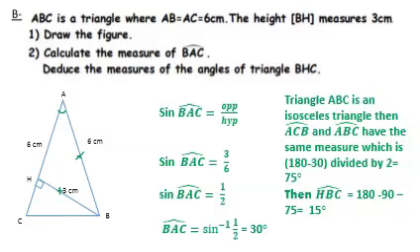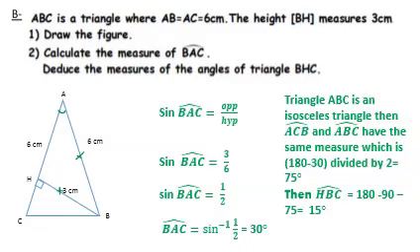Now deduce the measures of the angles of triangle BHC. In BHC we only have H is 90, but we know that triangle ABC is an isosceles triangle. Then ACB and ABC have the same measure, which is 180 minus 30 divided by 2, which is 75. So ACB and ABC, each one of them is 75 degrees.